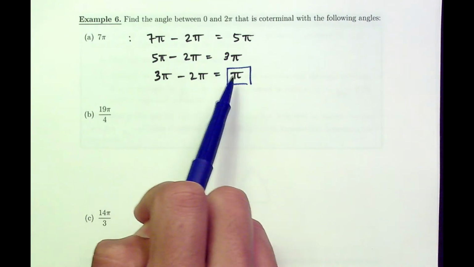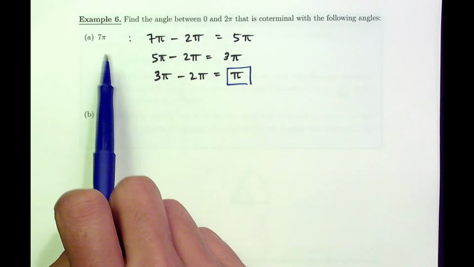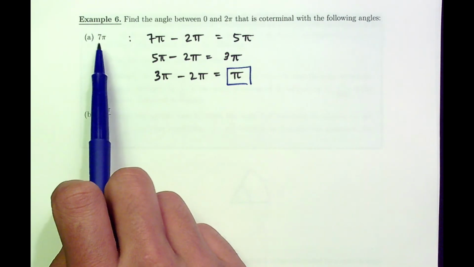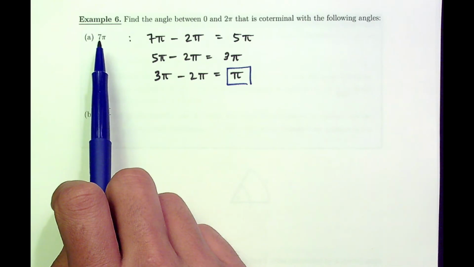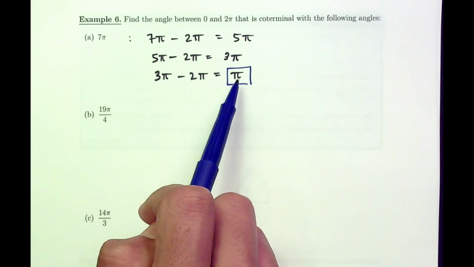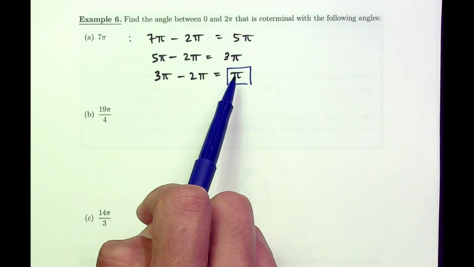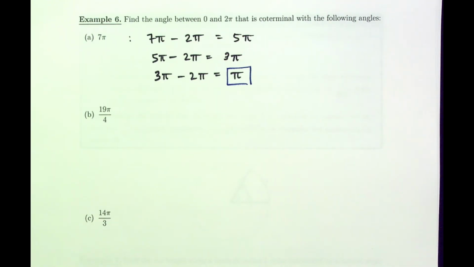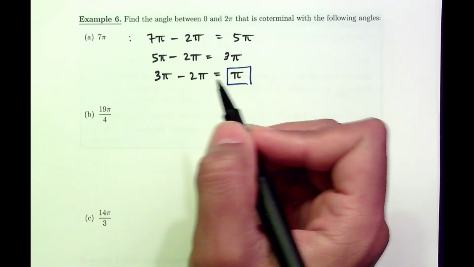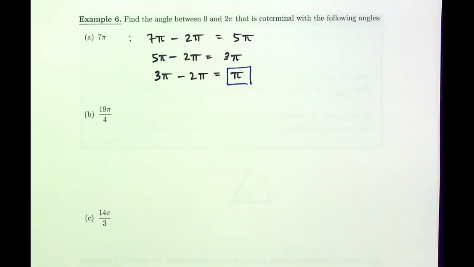So if we had to find something like the sine or cosine of 7 pi, we can just bring the angle down and then work with that instead. Find the sine or cosine of pi, which is easier. Okay. Now, let's do the next one. 19 pi over 4, that is bigger than 2 pi, so we're going to subtract.